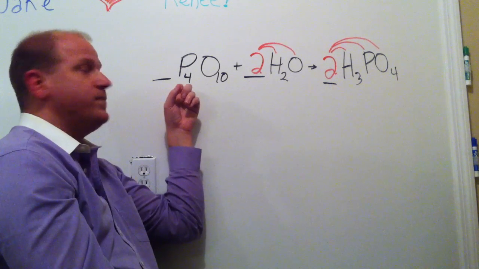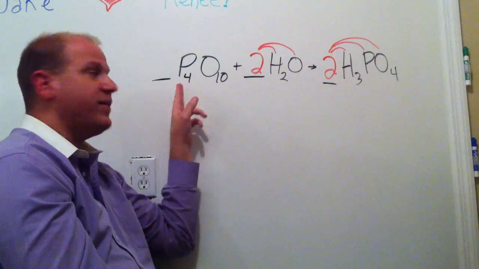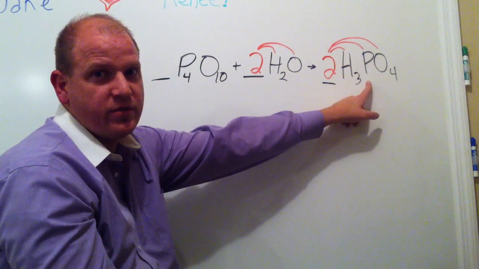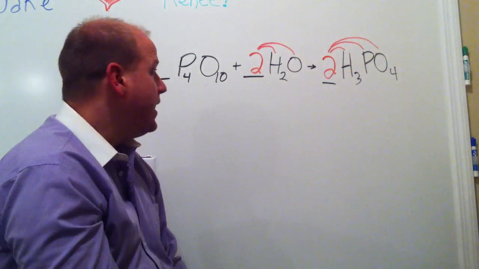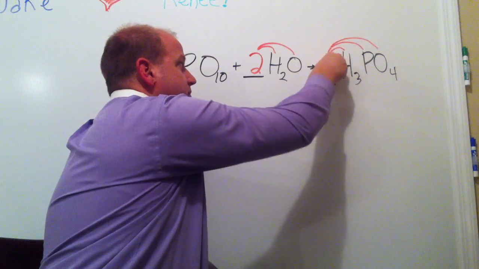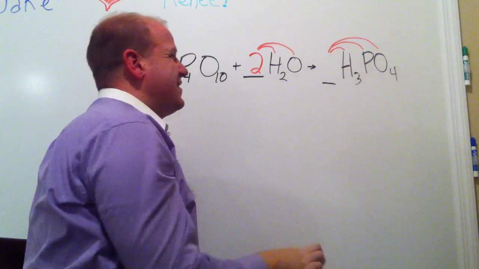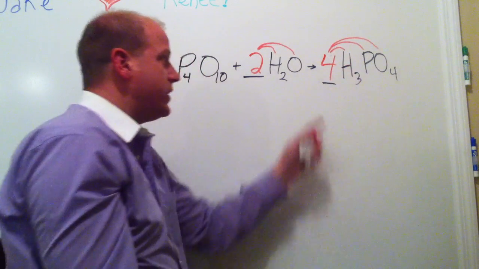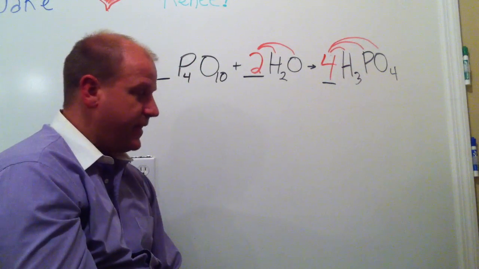So let's go to our P. P's for potassium. We've got 4 potassium on our reactant side. We go to our product side, and we've only got 2 because we multiplied that 2 over there. Well, in order to make it 4, I can multiply it by 4. So I can erase it and multiply by 4, and now I've got 4 potassium on my product side.